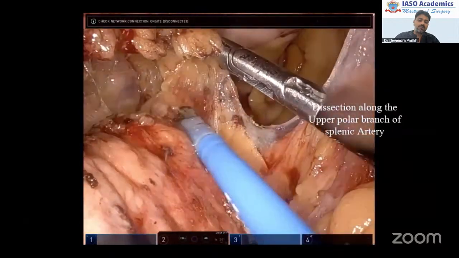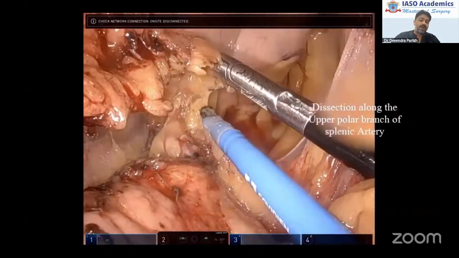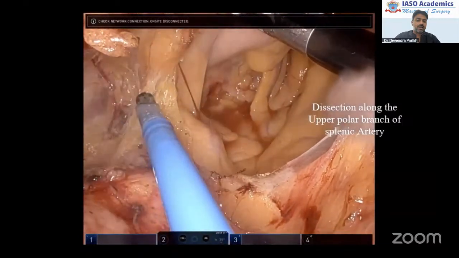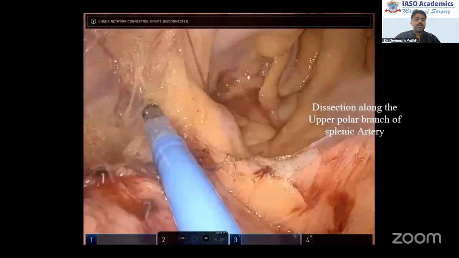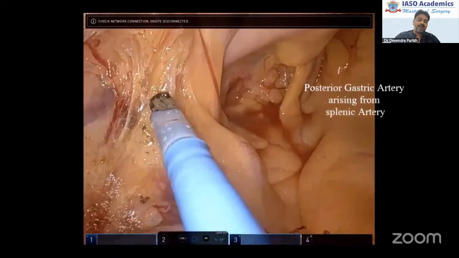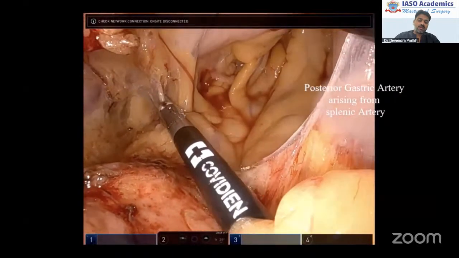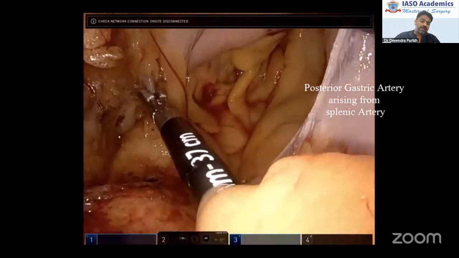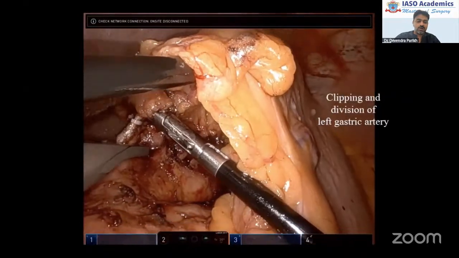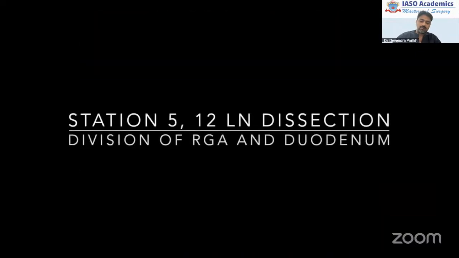Here we are seeing a small hump of the splenic artery. We have to be careful, otherwise we will hit the splenic artery. This is a small branch of the splenic artery, a short gastric artery entering the specimen, which we can divide with the LigaSure now. We can also clip it if LigaSure is not available. Once everything has been cleared, we can clip the left gastric.